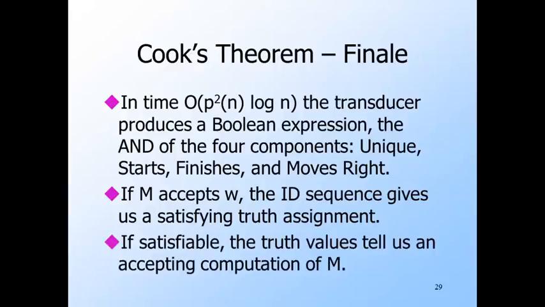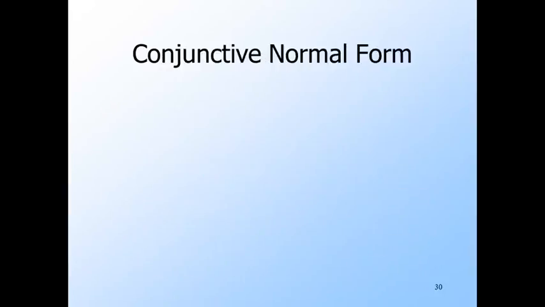Conversely, if we have a satisfying assignment for the expressions, we can get unique values for the x_ij's from the propositional variables. The unique expression assures that the x_ij's can be given unique values. And starts, finishes, and moves right assure us that the x_ij's form an accepting computation of M with input w. That is enough to show that every polytime non-deterministic Turing machine's language is polytime reducible to SAT. We now have one problem, SAT, that we know to be NP-complete. We're going to reduce it to other problems in order to show them NP-complete as well.